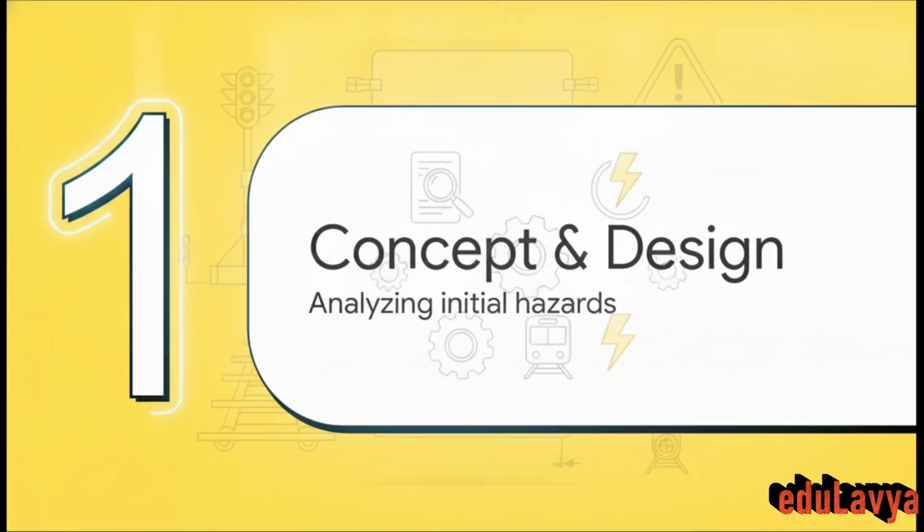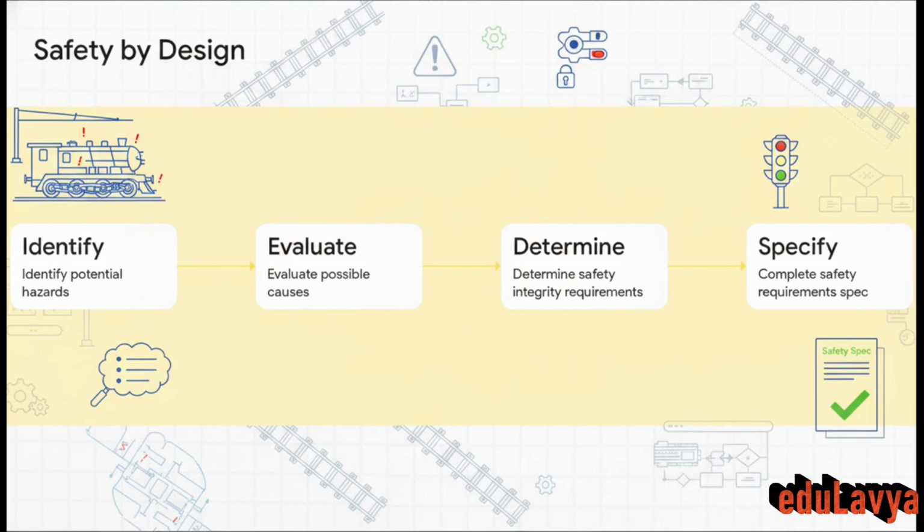Phase 1. Concept and system design. Safety doesn't just happen. It's built in from the very beginning. Notice how this process flows. Long before any actual hardware is even conceptualized, engineers are out there proactively identifying hazards and evaluating their root causes. We then determine strict safety integrity requirements to create a complete, airtight safety requirement specification. It's all about mitigating those risks on paper first, right? Mapping out literally every conceivable edge case before a single line of code gets written.